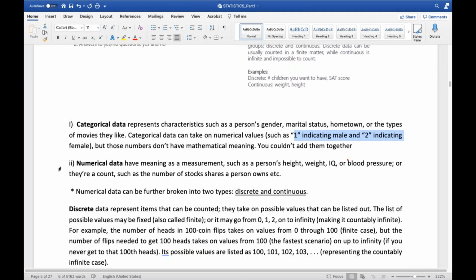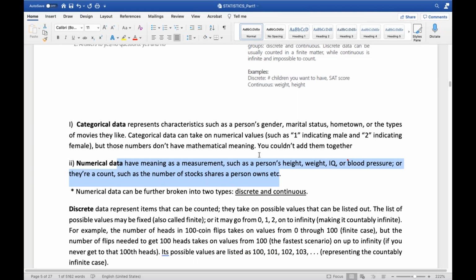Now numerical data. Numerical data have meaning as measurements, like a person's height, weight, IQ, blood pressure, or they count such things, such as the number of stocks or shares a person owns. This kind of thing we call numerical data.